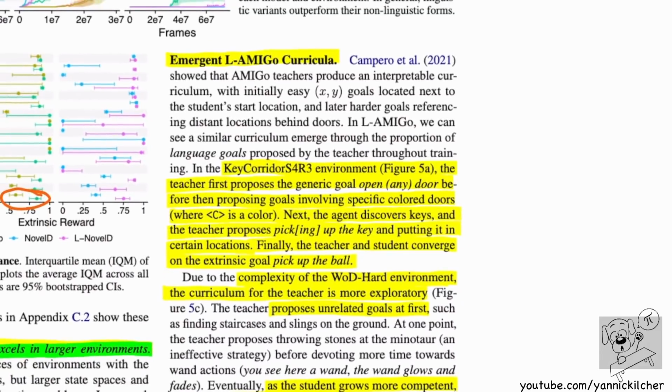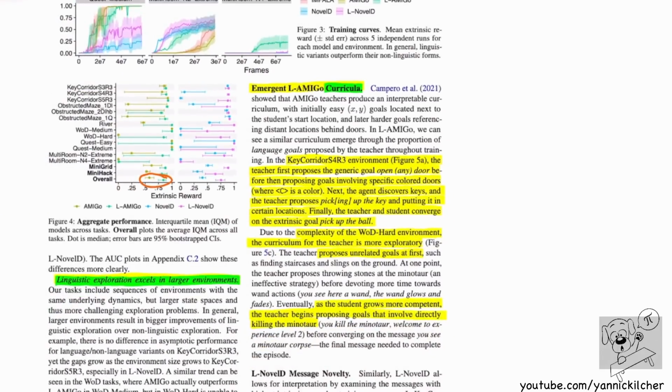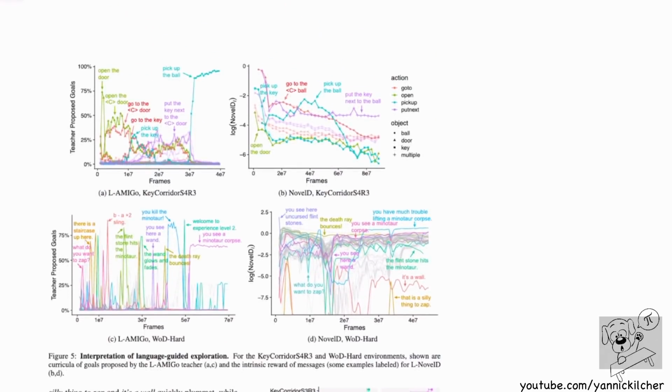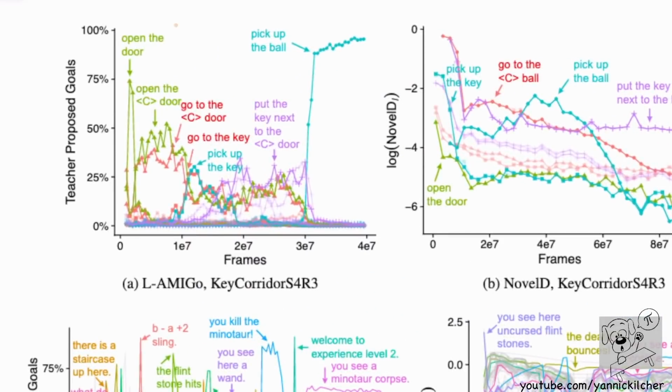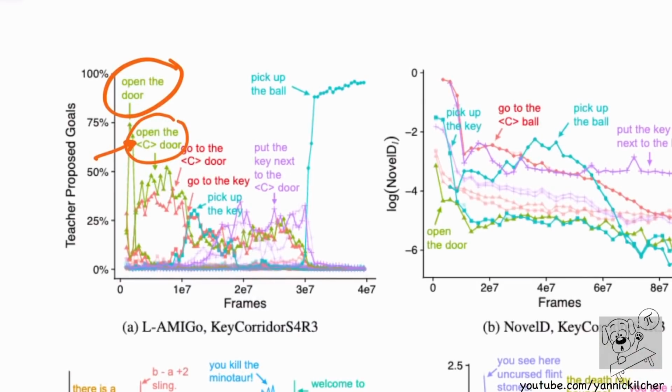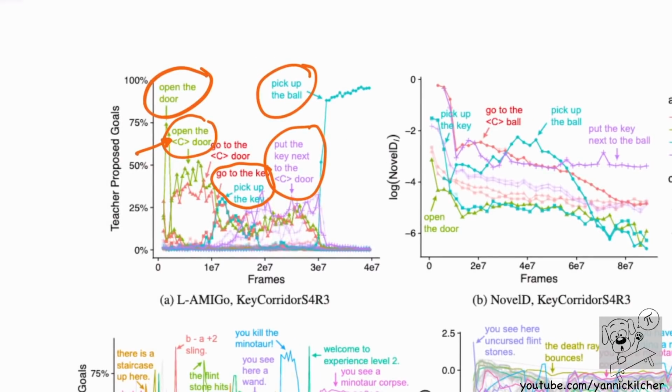What is interesting is that they analyze the curricula that emerge, right? Given that it's language, you have a pretty good idea of what's happening over time. And they have these nice analyses right here where, for example, first the teacher proposes open the door before it proposes open the colored door. So see, here is a variable that holds a color. So you can see that the teacher first proposes the easier goal of opening any door, and then it proposes a lot of opening colored doors. It then discovers keys, going to the keys, picking up keys, then going next to the door with the key, and after it goes through the door, it picks up the ball, which is the final goal. So you can see clearly that as the training progresses, the teacher gives more and more complex goals.